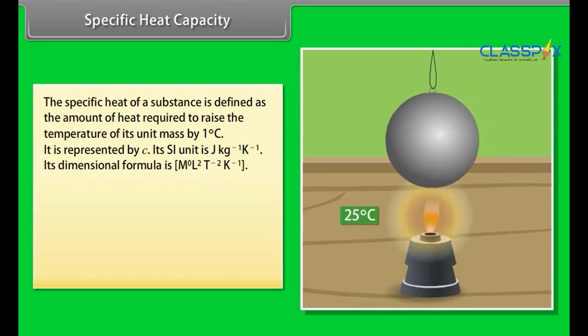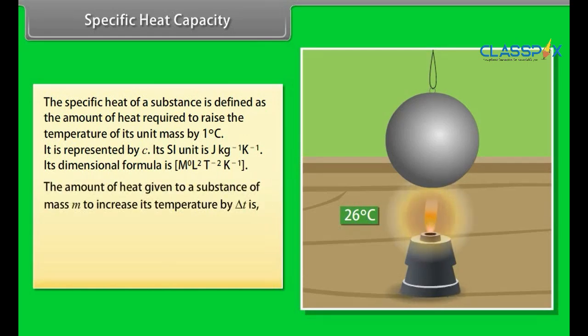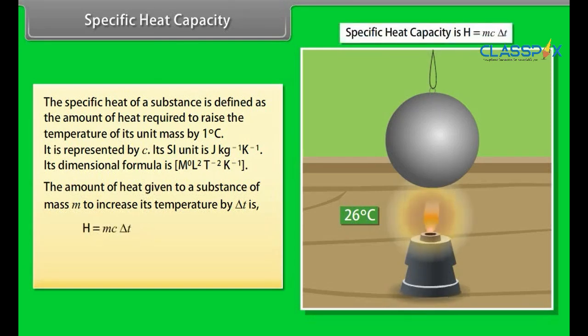Specific heat capacity. The specific heat of a substance is defined as the amount of heat required to raise the temperature of its unit mass by 1 degree Celsius. It is represented by C. Its SI unit is joule per kilogram per Kelvin. Its dimensional formula is M to the power 0, L squared, T to the power minus 2, K to the power minus 1. The amount of heat given to a substance of mass m to increase its temperature by delta T is H equals mc delta T, where H is the amount of heat required and C is the specific heat of the body.